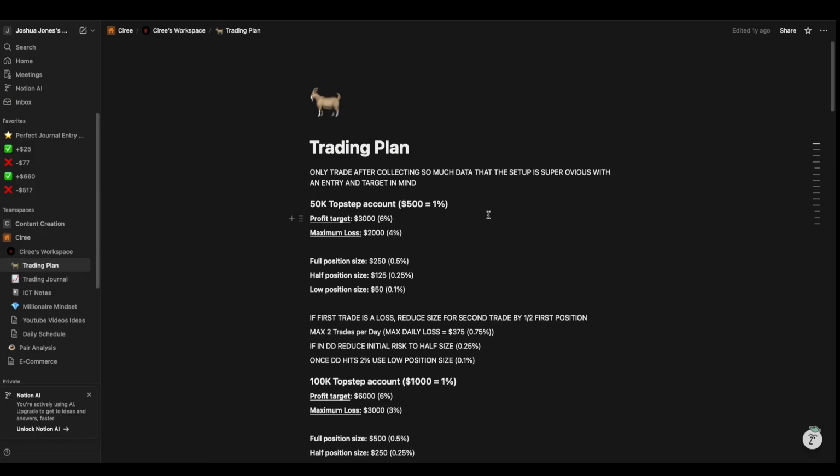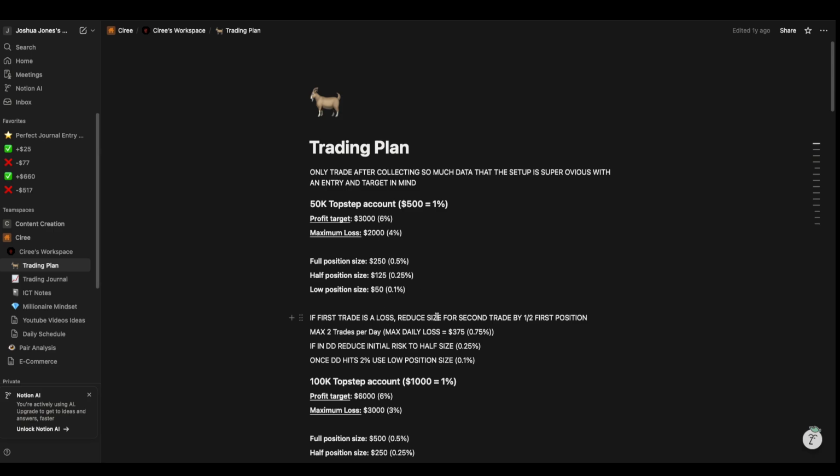But you go to my trading plan for 50K: top $500, 1%. Full position size 250. That's half a percent. Half position size 125, a quarter percent. Low position size $50. That's just me trying to scratch the itch if I'm trading. That's usually one micro on a regular day.